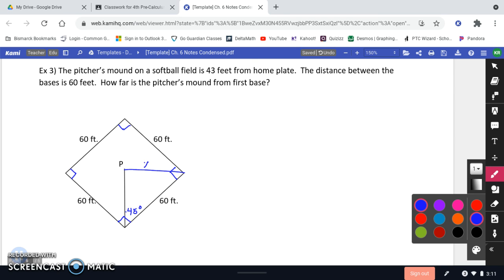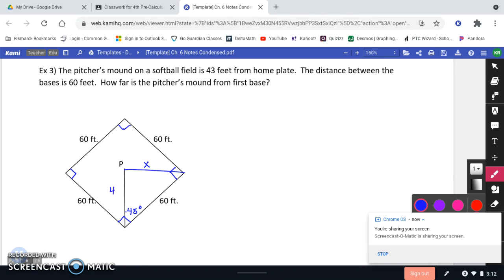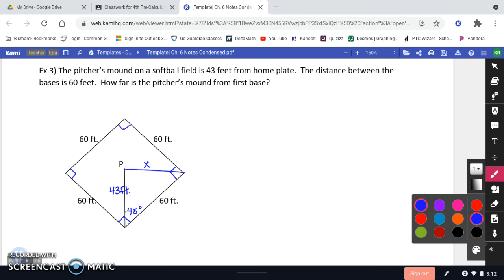Okay, so for this one, we are looking for this distance. We have 60, we have 45. And we also know that this distance is 43 feet. So we have a side angle side here. So we're going to be doing A squared equals B squared plus C squared minus 2BC times cosine of angle A. So I'm going to use this angle, my 45-degree angle, that's going to be my angle A.